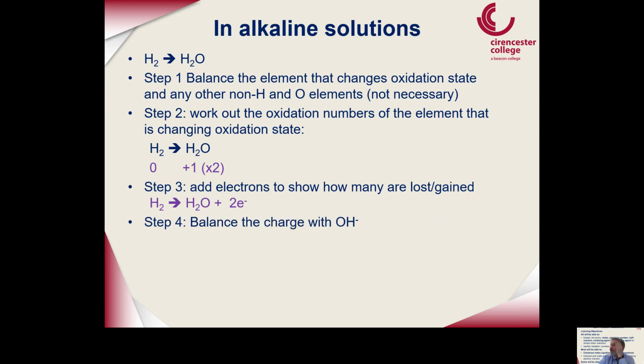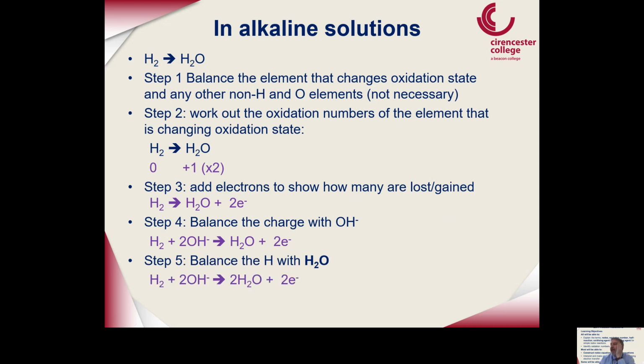We'll now need to balance it with OH minus, won't we? So on the right-hand side here, we've got 2 electrons. So we need 2 OH minus on this side. So now we have balanced that. Okay, balance the hydrogen with H2O. So we have H2 here, we've got another 2 hydrogens here. We only had 1 H2O there, so we need to double it, so we've got 2 H2O.